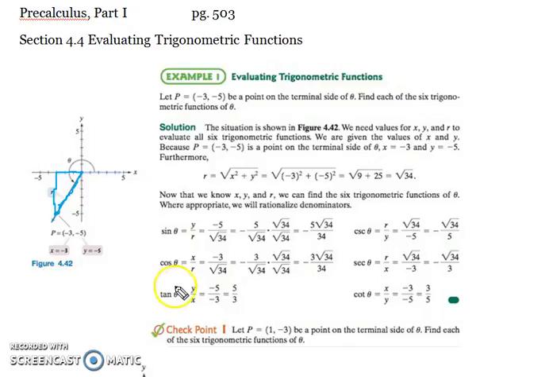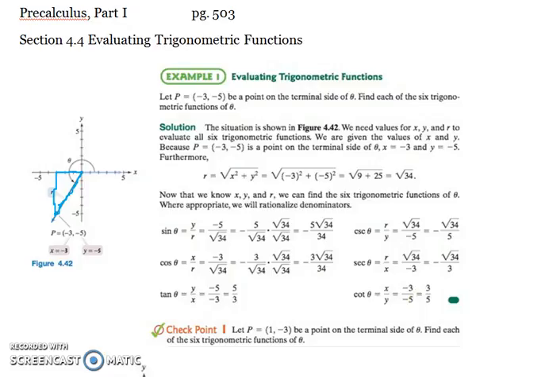The tangent is y over x, or opposite over adjacent, sine over cosine, however you want to look at it. So -5 over -3, which reduces to 5 over 3. And then that reciprocal, the cotangent, would just be x over y, which would be 3 over 5.